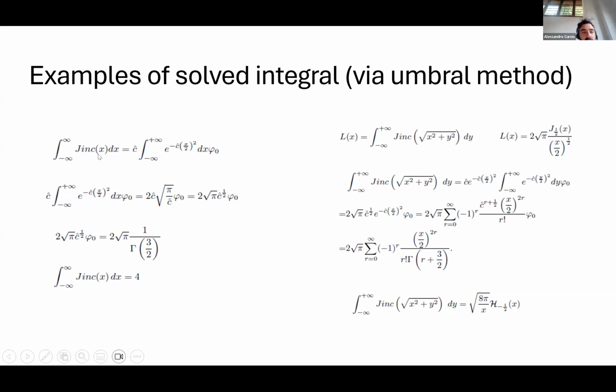For example, the integral of the Jinc can be very easily solved if we use the Gaussian representation, because the integral is reduced to the integral of a Gaussian, which is very easy, and then to the operation of the operator C on the vacuum. It's not straightforward that the result is correct, because we are using a trick here, but we have verified numerically that it works. And this is another integral that can be easily verified; it's very easy to verify that this number is equal to 4.